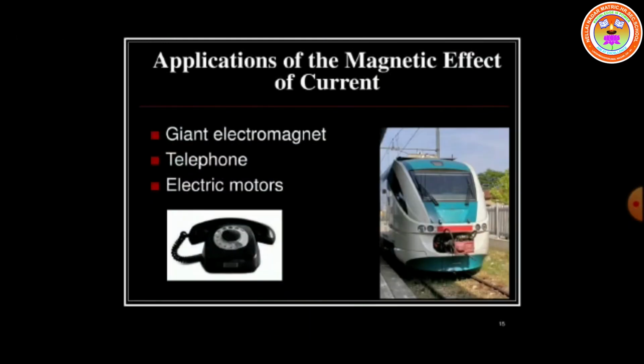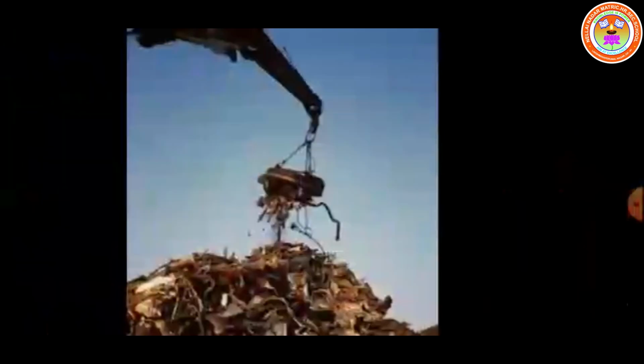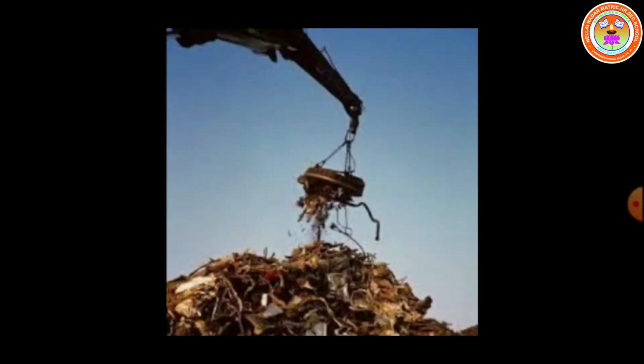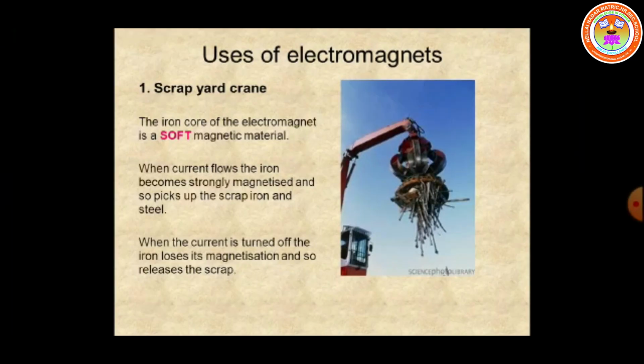And the next one is applications of the magnetic effect of current. We have so many applications. The magnetic effect of electric current has been used in making powerful electromagnets. Electromagnets are also used to remove splinters of steel or iron in hospitals dealing with eye injuries. We have so many applications, students. The picture shows the electromagnets and their uses.